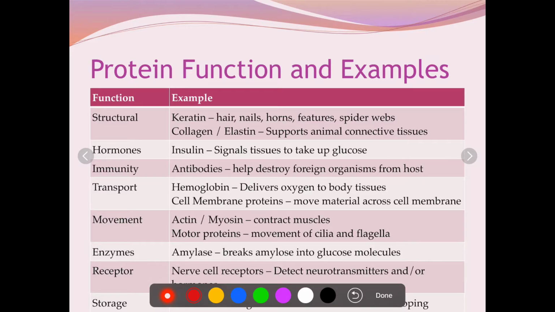Yes, you do need to know all 8 functions of proteins, and you should know at least one example of each. I know it might be hard to remember all of those various things, so maybe finding a mnemonic might help you. I'll give it time to sink in.